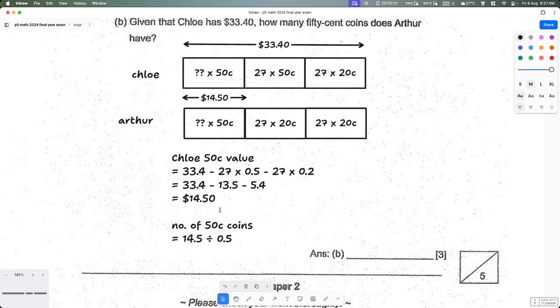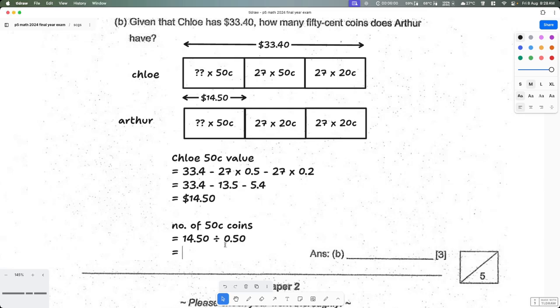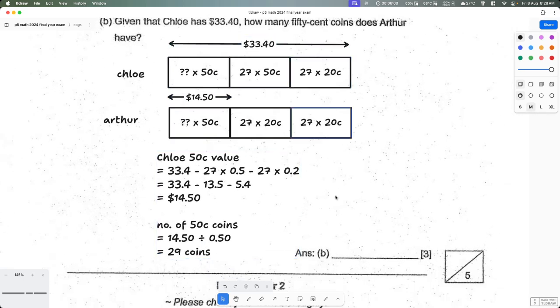50 cents, right? So I'll just put 0 at the end, so it's easier to understand. Dividing by 0.50 will give us 29 coins, right? So in this case, Arthur over here has 29 coins as well. All right, so there you go. You can just write 29 coins. All right, so that's it.